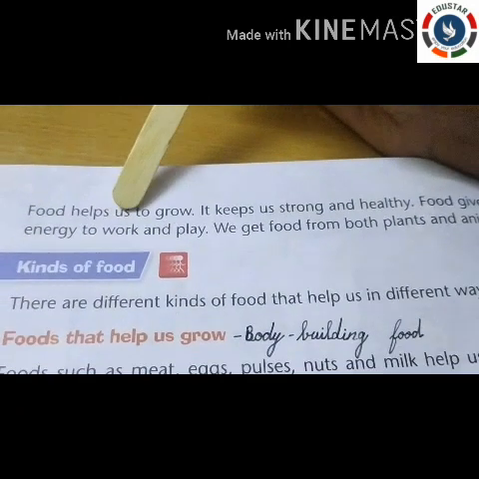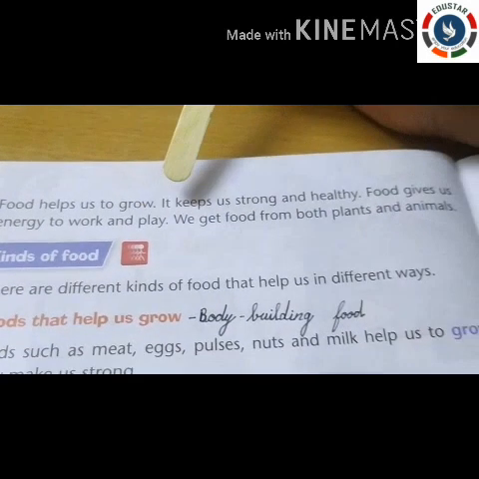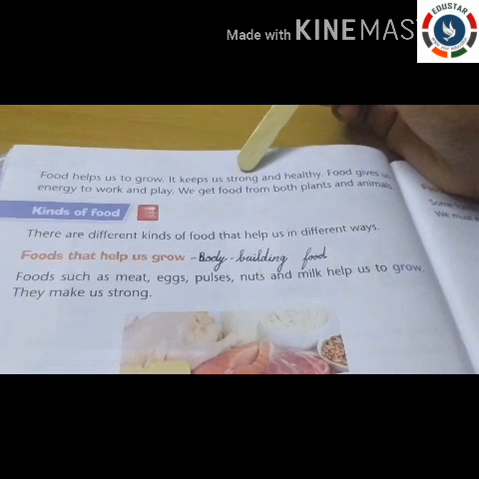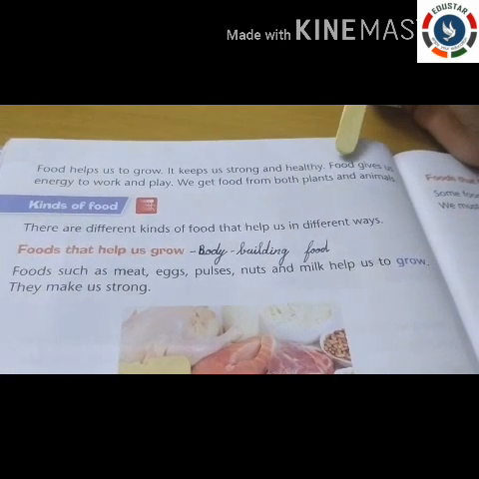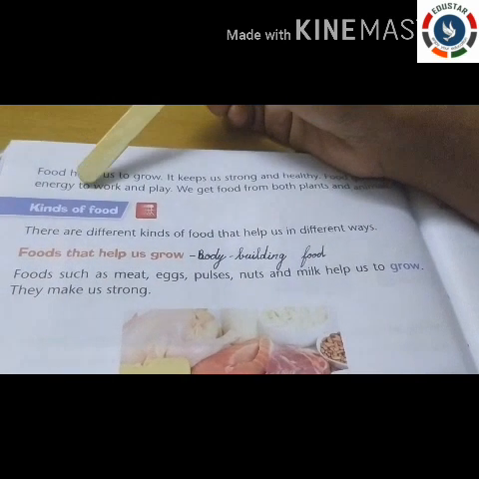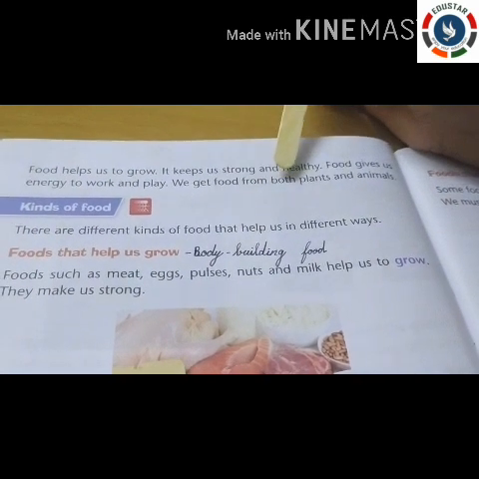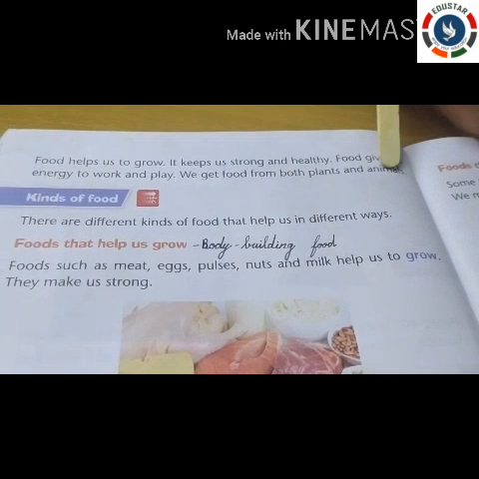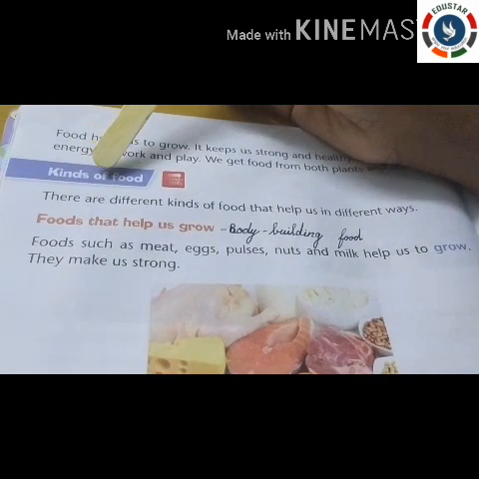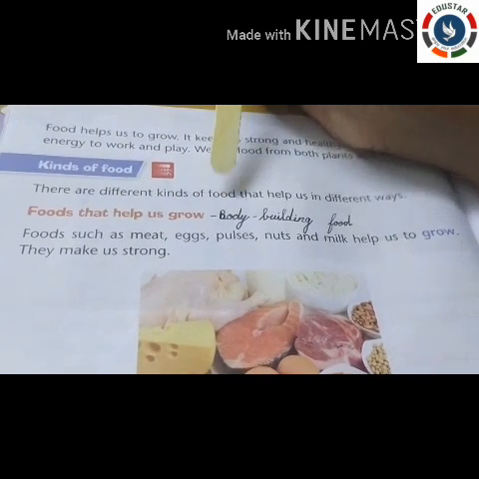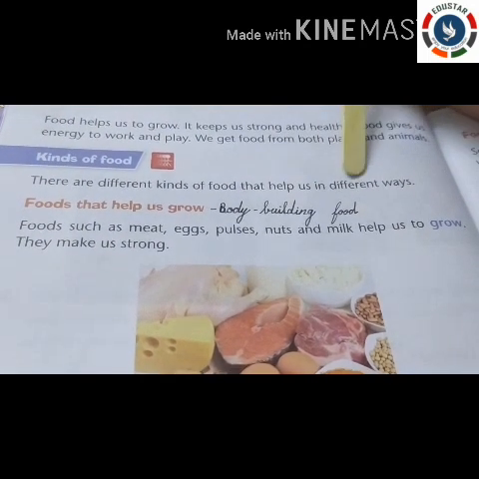Food helps us to grow. It keeps us strong and healthy. Food gives us energy to work and play. We get food from both plants and animals. Kinds of food. There are different kinds of food that help us in different ways.